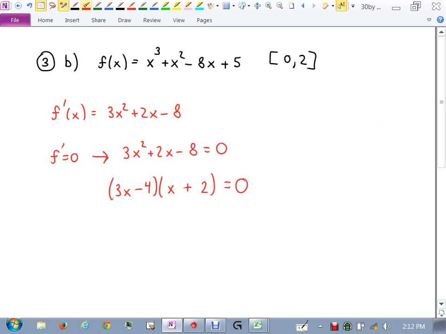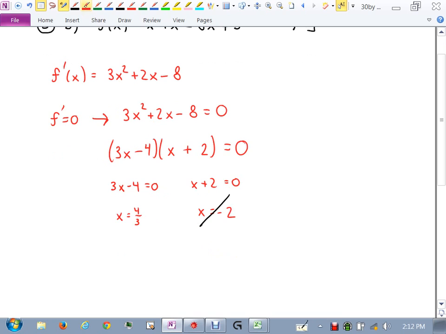All right, so now we set those to 0. You get x is 4/3 and x is -2. Before you plug these in, make sure they fall into your interval. And -2 does not, so I am scrapping that. Now, was the derivative ever undefined or nonexistent here? No, it's a polynomial. We're good to go. So we only have one critical number.